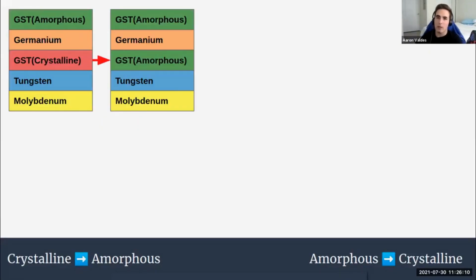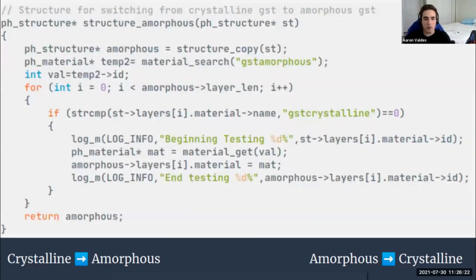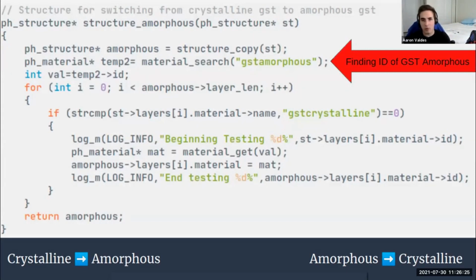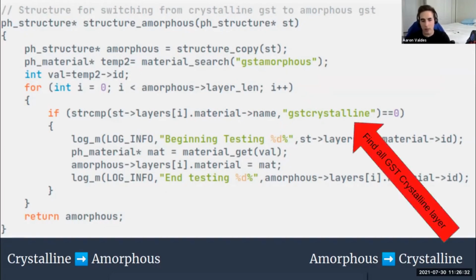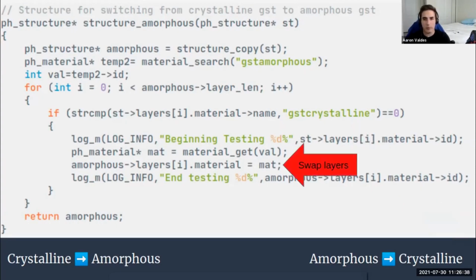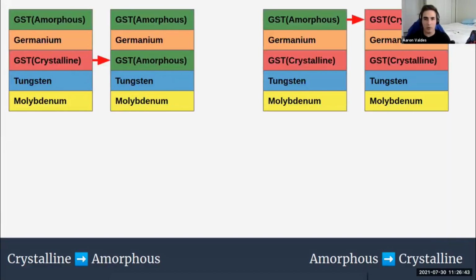So the strategy to convert a multi-layer structure with GST of any type into either only amorphous or only crystalline ones is by swapping all GST crystalline layers with GST amorphous layers or vice versa. As seen in this code, we first find the material ID of GST amorphous and then we iterate through all the layers, switching those layers that have crystalline with amorphous. Then as you can see, we find all the GST crystallines and finally we just swap them. And it works in the same manner when switching from amorphous to crystalline.